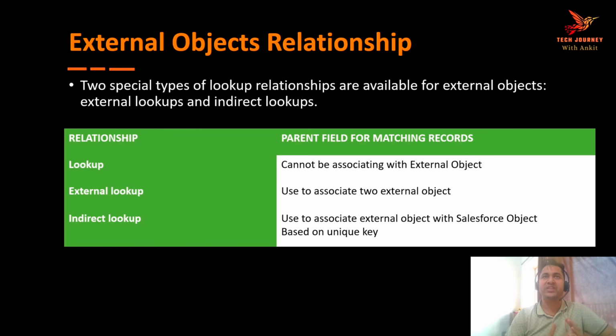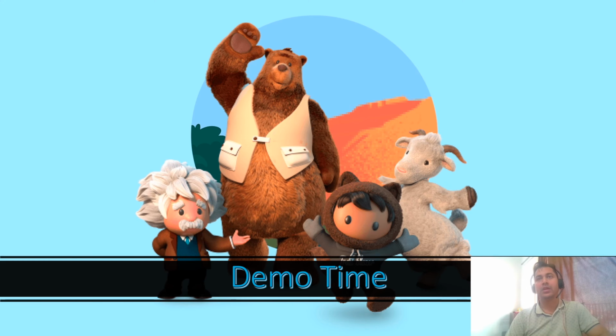If you recall, in the previous session we discussed the external objects relationship. At that time I highlighted that whenever we are working on the external objects, there are two key relationships that we have to keep in mind. One is the external lookup relationship and the second one is the indirect lookup relationship. You should go for the external lookup relationship whenever you want to set the relationship between two external objects. Similarly, you should go for the indirect relationship whenever you want to set the relationship between the external objects and the Salesforce object. But the key thing here is you are setting that relationship based on the unique key that you are creating on your Salesforce object. So let's move to the demo part.